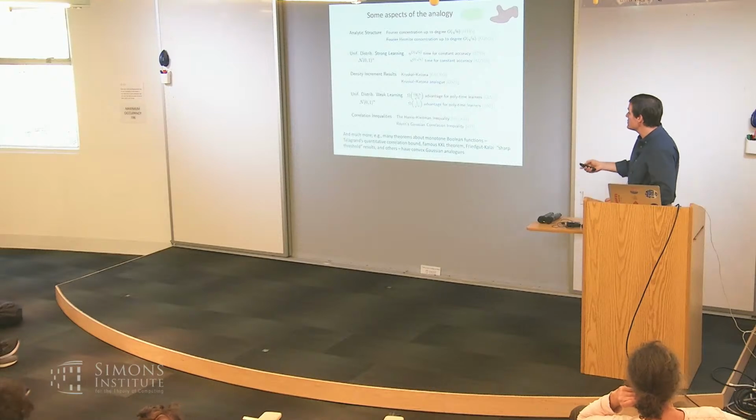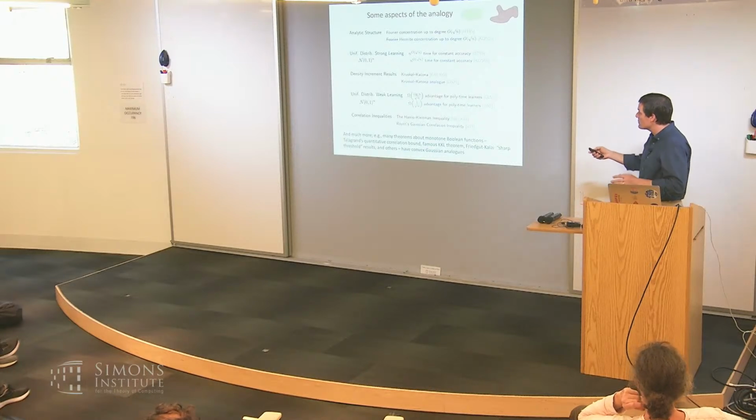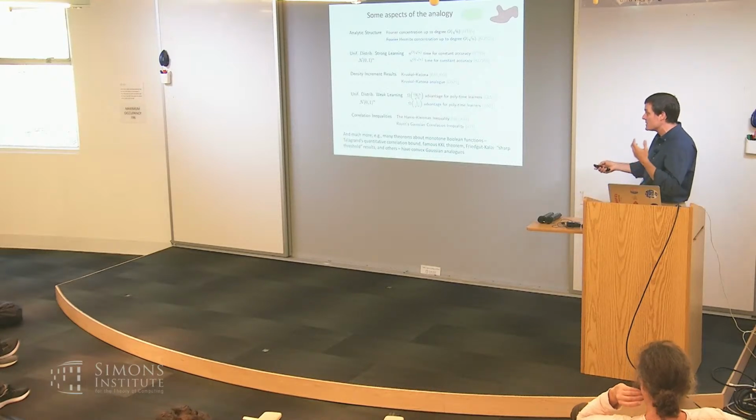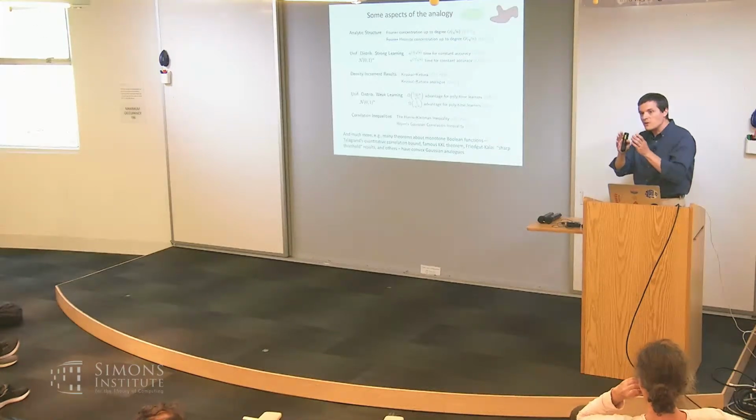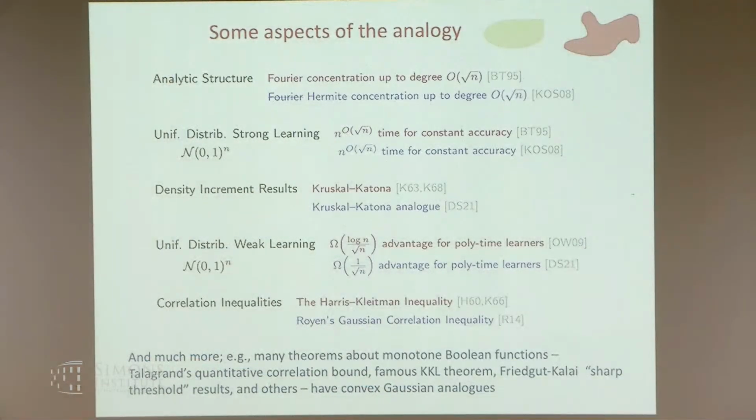Anyway, there are all these analytic results, structural results, combinatorial results, and algorithmic results, where if you know what happens in the monotone Boolean setting, you can write down the theorem for what will happen in the convex Gaussian setting. The proofs often don't look anything like each other, but the results really seem to transfer back and forth with a surprising level of fidelity.